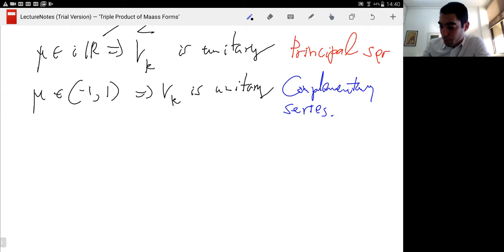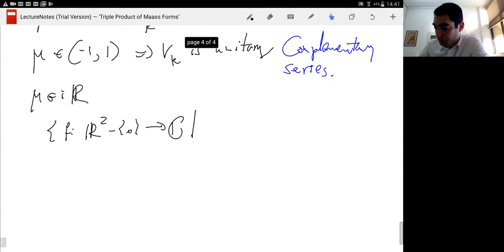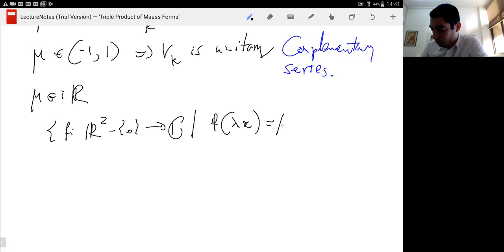So what I claim is that if I pick u in iR, all we did here really is to consider functions from the punctured plane. We want a complex representation here with a certain homogeneity condition. If one unravels the definition, this is what we wind up with.